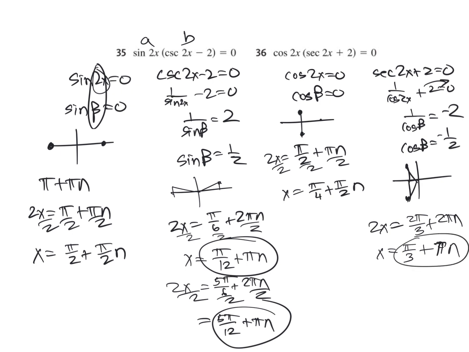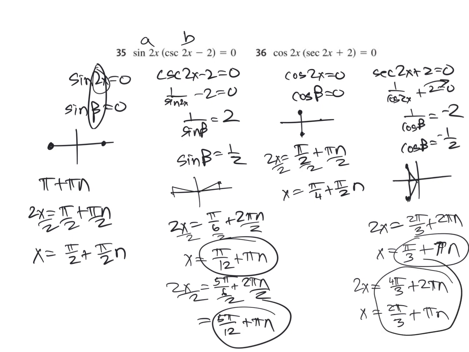And the other one is your 2x equals 4 pi over 3 plus 2 pi n. Multiply everything by 1/2. 4 pi over 6 or 2 pi over 3 plus pi n. Oops, not this part up here, just this right here. So we have two answers here and here.